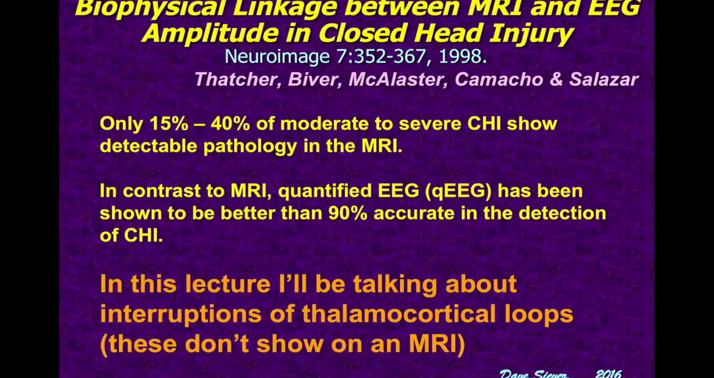Now here's what's interesting. And this is one of the issues with a lot of these head injuries that we're seeing relating to thalamocortical disruptions. Only 15 to 40% of moderate to severe closed head injuries show detectable pathology on an MRI. In contrast to MRI, quantitative EEG, which you were just looking at with those color pictures, has been shown to be better than 90% accurate in the detection of closed head injury. And I think it's more like probably 98, 99%. This was done in 1998 when this study was done. Now in this lecture, I'll be talking primarily about interruptions of thalamocortical loops, and these do not show up on an MRI.